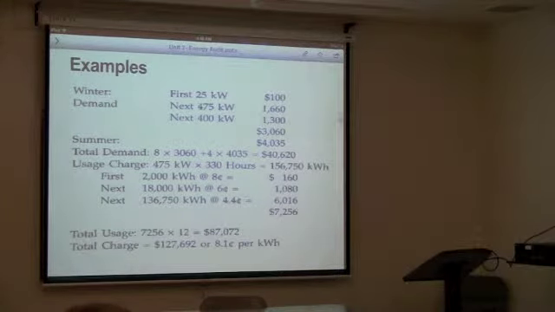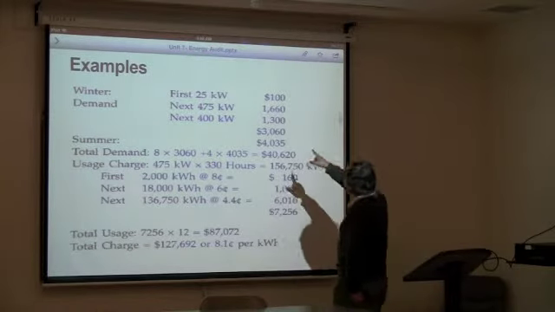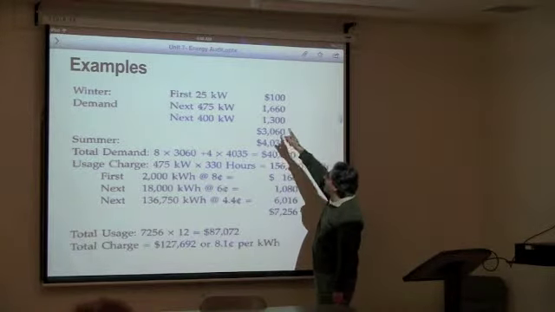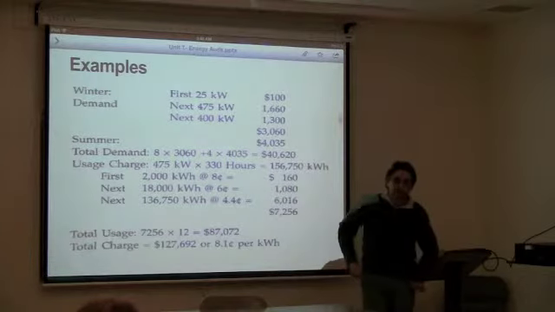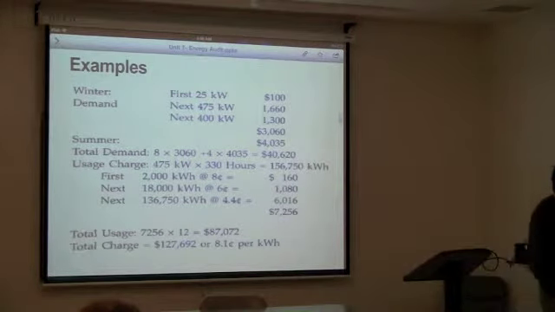So my peak power, let's say it was about 1,000 kilowatts. If it was 1,000 kilowatt, that means I'm going to pay 100, 1,660, and 1,300. Add them together, I'm going to pay $3,060, just because of the demand I have.